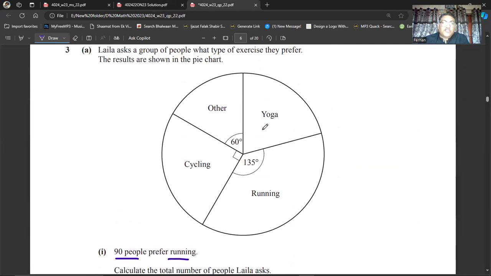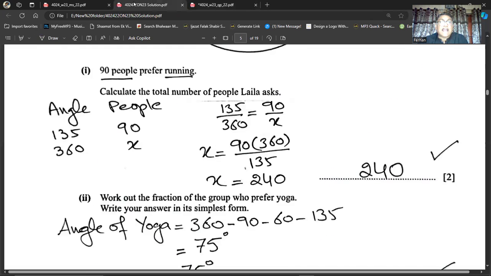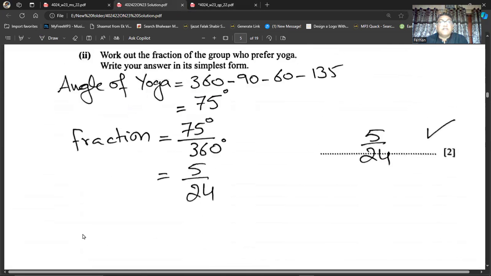First of all, I will calculate how much the angle is for the yoga. Very simple. From 360, subtract 135, subtract 90, subtract 60. You will get the angle for the yoga, and the fraction will be the angle of the yoga divided by the total angle, that is 360. So the angle of the yoga is 360 minus 90 minus 60 minus 135, and that is 75 degrees.